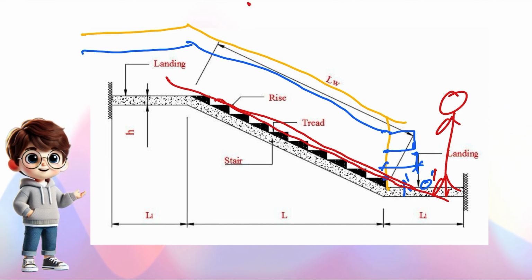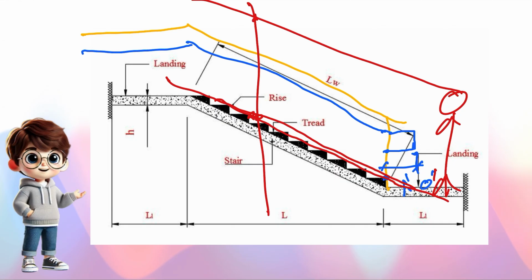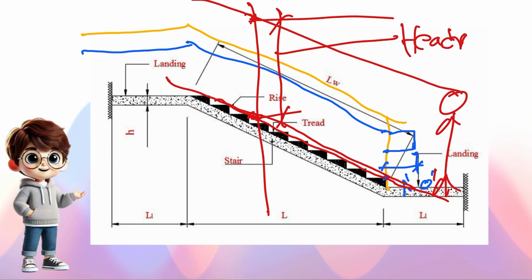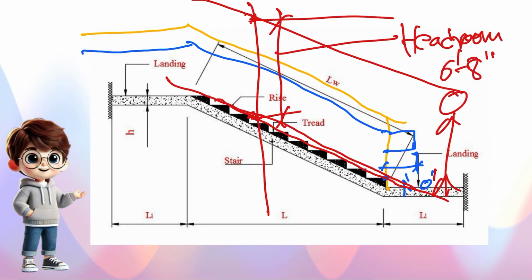So from that nosing line, if you draw one vertical line from here to some distance, so that when he is climbing this stair, he should not hit any other object, which means there should be some clearance, right? We call this clearance headroom clearance. This will usually be a minimum of 6 feet 8 inches.